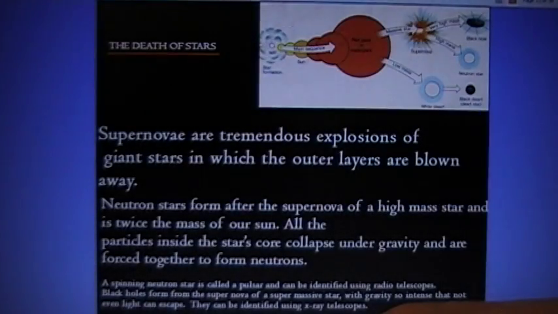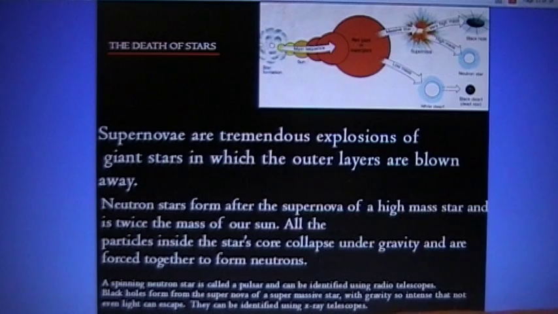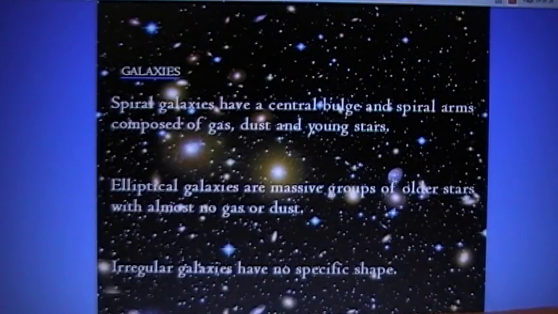Okay. When we look at the death of stars, supernova, again, is a tremendous explosion that is the death of the star and possibly the birth of new stars. Again, there's two things that form after it, the neutron star, and then we also have a black hole, which will become more evident later on in the second test.